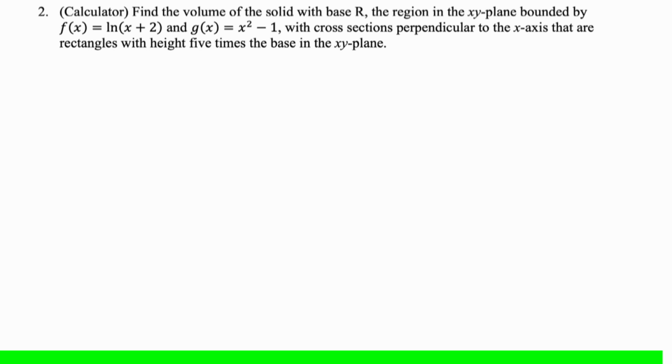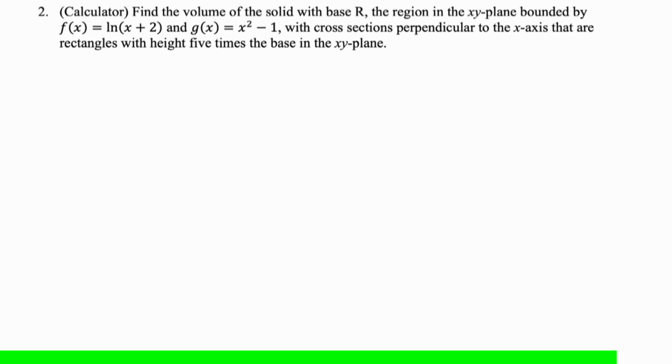We want to find the volume of the solid with base R, the region in the xy plane bounded by f of x, which is natural log of x plus 2, and g of x equals x squared minus 1, with cross sections perpendicular to the x-axis that are rectangles with height 5 times the base in the xy plane.